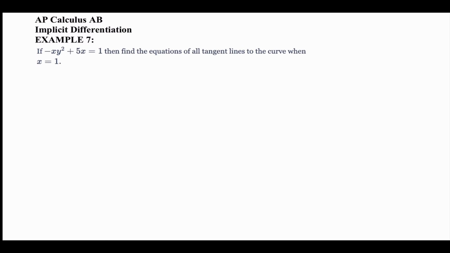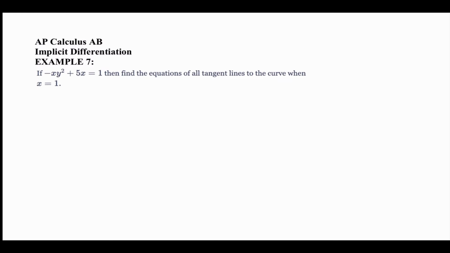Okay, so let's look at number 7. So it gives us an implicit equation, and then it says, then find the equations of all tangent lines to the curve when x equals 1. Okay, find the equation of all tangent lines to the curve. So our answer is going to look like this, right? Because it says equations of all tangent lines when x equals 1. So what's the first thing we got to do? So find the derivative.